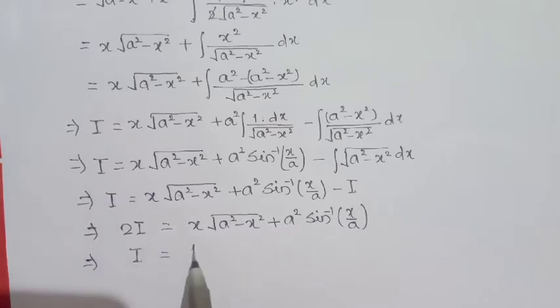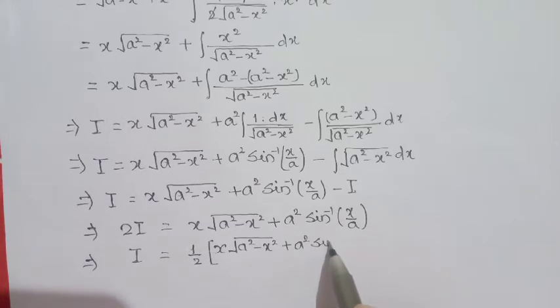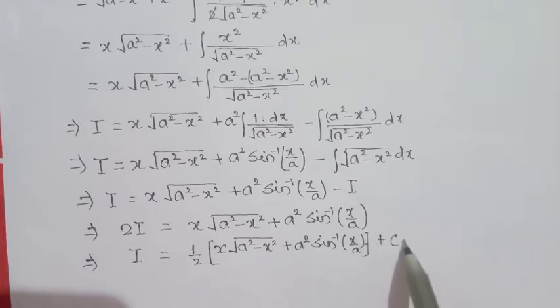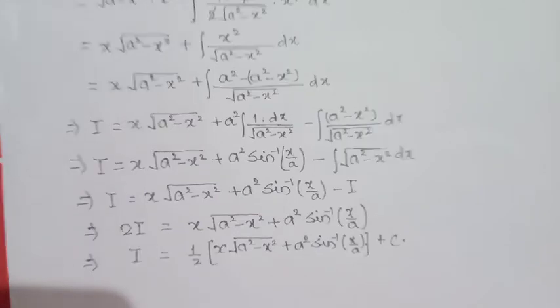1 by 2 into x under root a square minus x square plus a square sine inverse x by a. This is your solution, plus integral constant c. This is your solution, and in this way we will prove this identity.